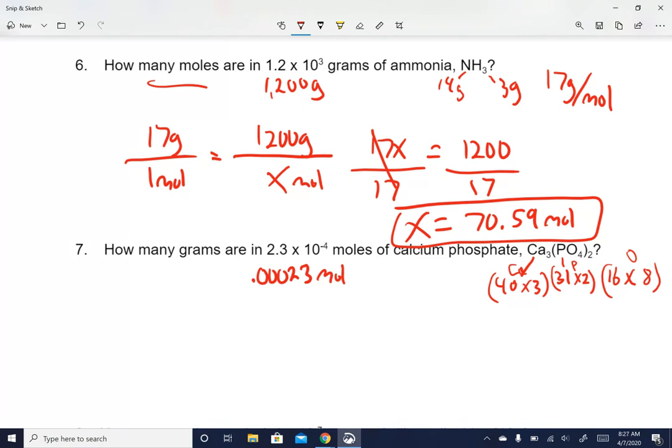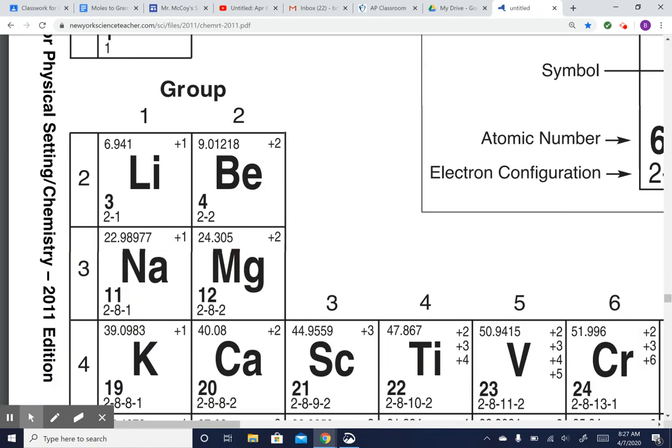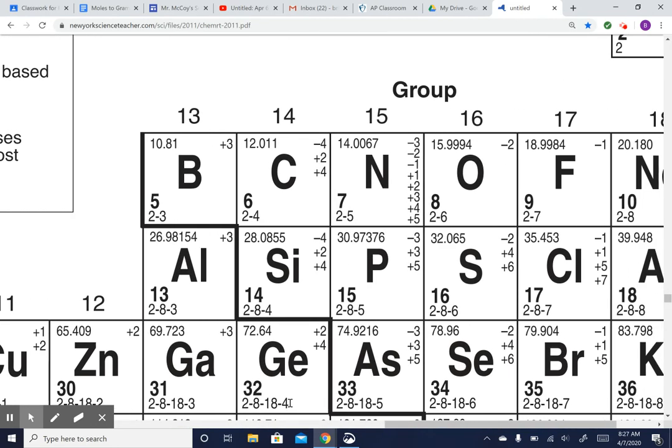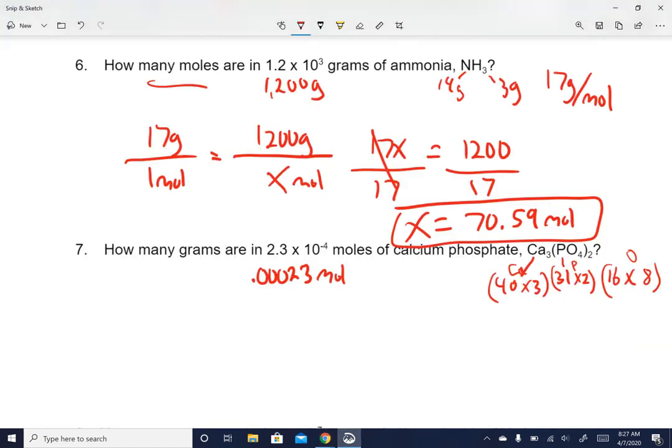And you have 2 phosphorus and 3 calcium, right? So calcium is 40 grams per mole. Phosphorus is 31 grams per mole, and oxygen 16. So that's what I'm doing: 16 times 8, 31 times 2, and 40 times 3.